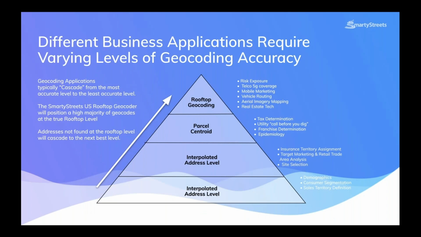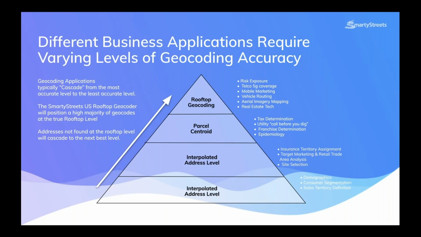There are others where Parcel Centroid matching, and we're going to define some of these and give you examples later on. Parcel Centroid geocoding could be just fine for things like tax determination or a utility company call before you dig. They just need to know what parcel to go to be able to identify where that site might be. Franchise determination or epidemiology is usually good with Parcel Centroid.